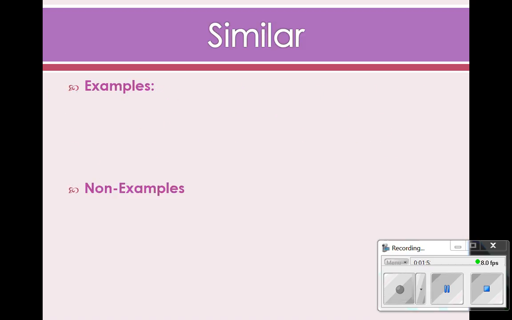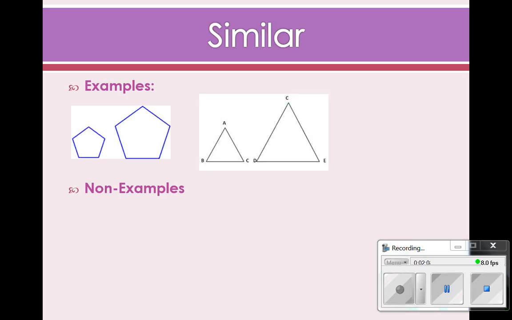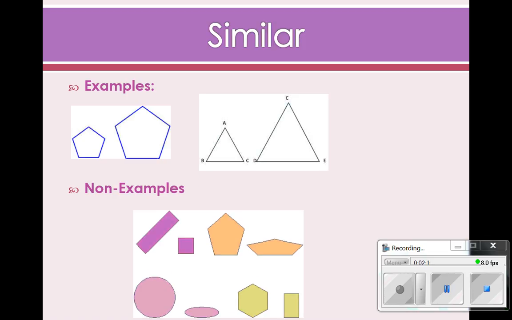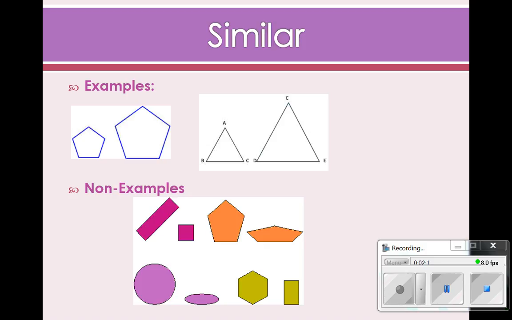Let's look at some examples and non-examples. These are examples of similar. You can tell that the shape is exactly the same. The angle measurements are even exactly the same, but the side lengths are not the same for this one. Non-examples would be shapes that are not proportionate to one another, or even shapes that are not the same. You have very different shapes that are non-examples.